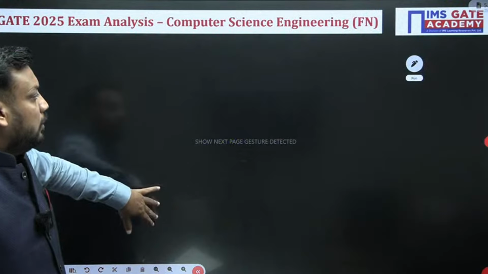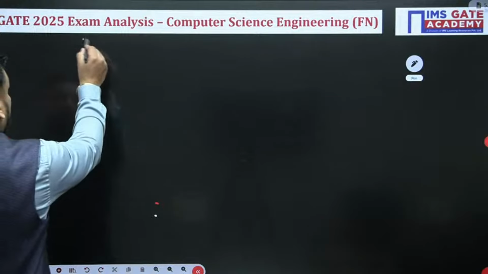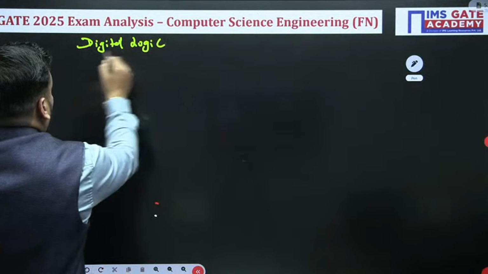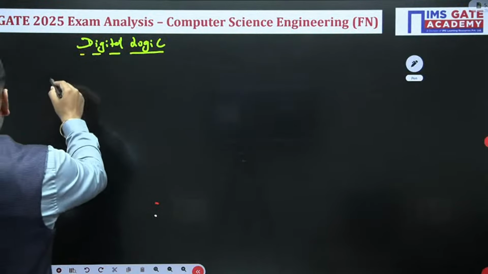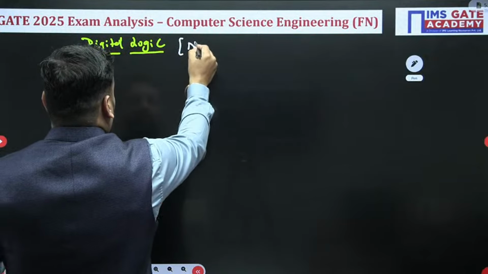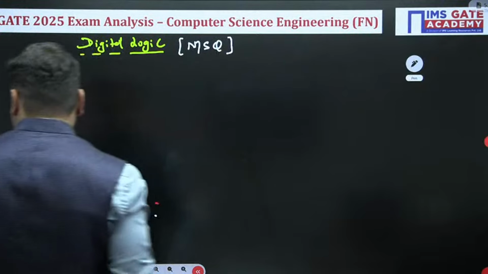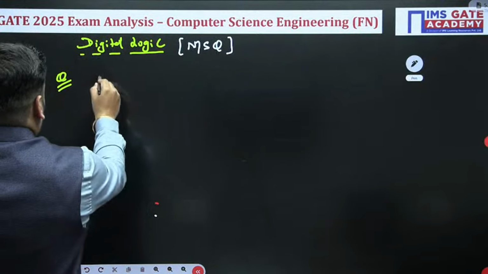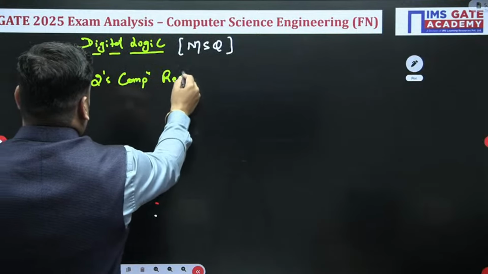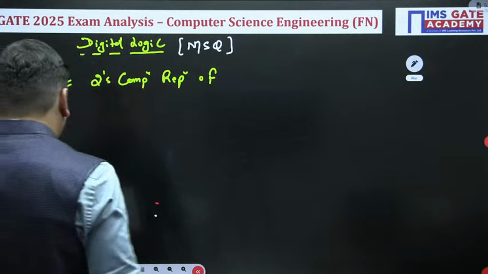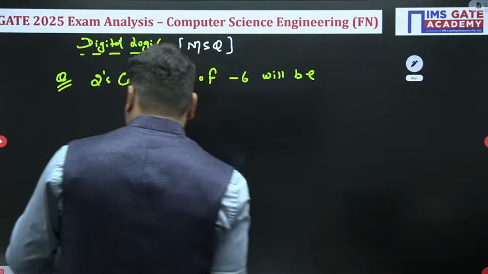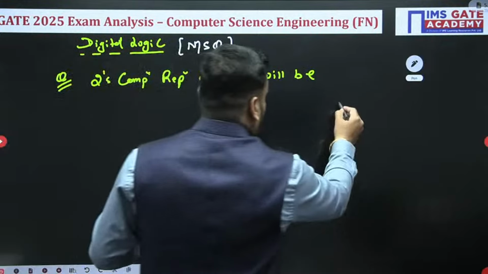Now guys, here we'll solve the first question that is coming from digital logic. Okay, so basic question, that is a question from the number system, and this is an MSQ question. The question is 2's complement representation of -6 will be, and we have 4 options as well.